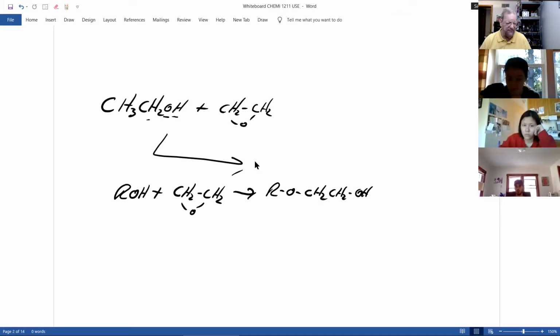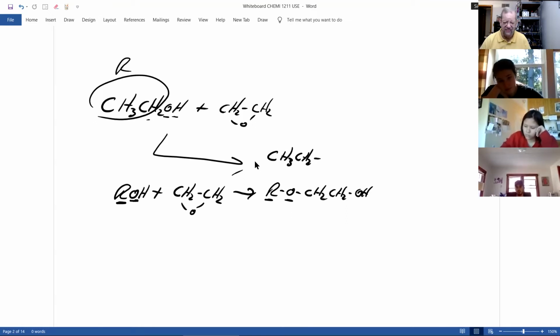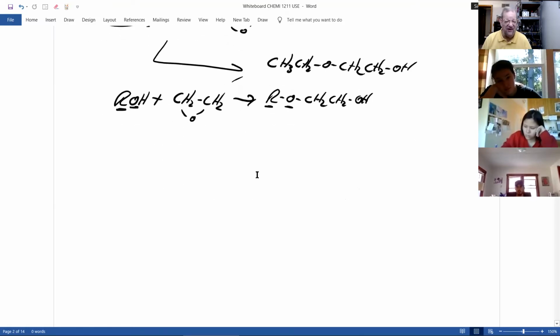ether alcohol. And the carbon in R with the hydroxyl group is the carbon here in R with this oxygen. So what's my R group? 2 carbons. So the product I get would be this ether alcohol. And that's how you do it.